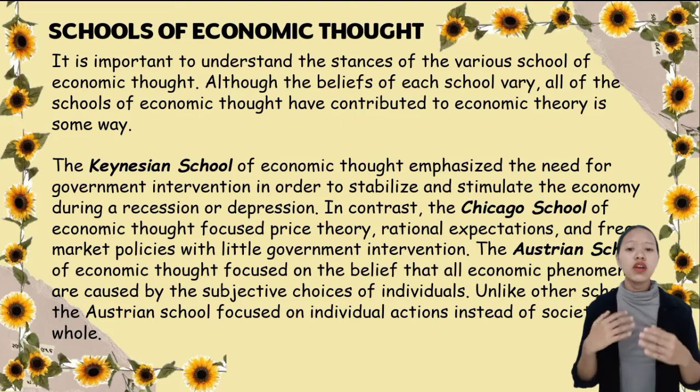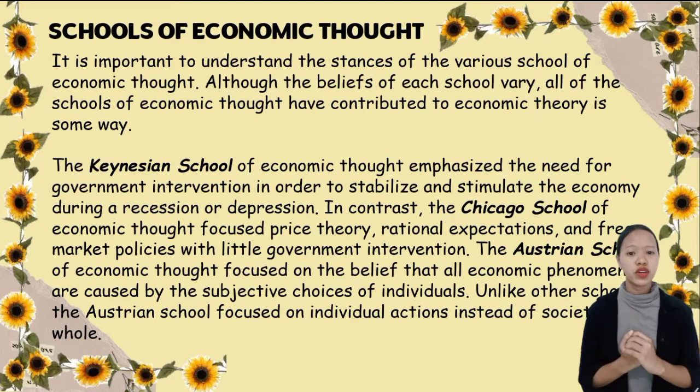So, the Keynesian theory of economic thought emphasized the need for government intervention in order to stabilize and stimulate the economy during a recession or depression. So, in contrast, the Chicago School of Economic Thought focused on price theory, rational expectations and free market policies with little government intervention.